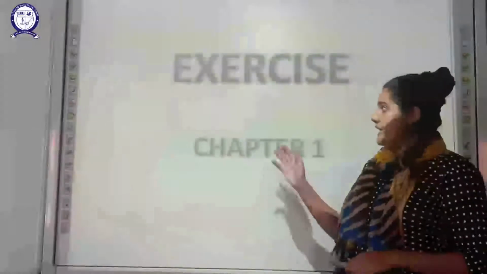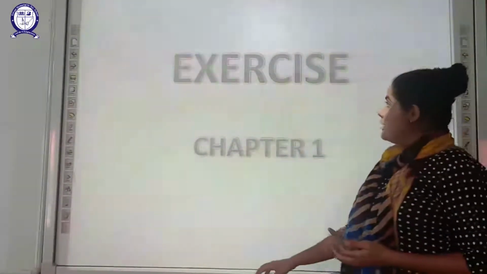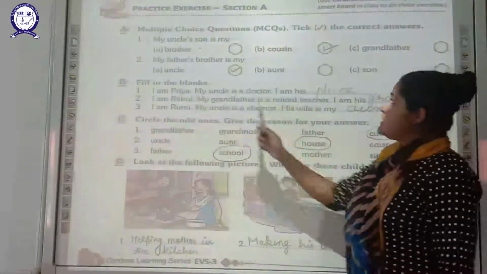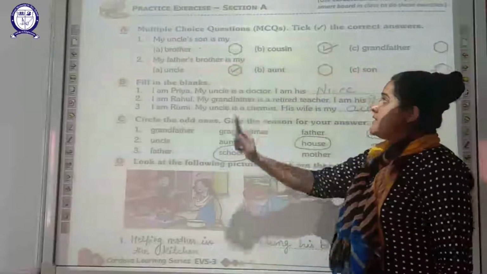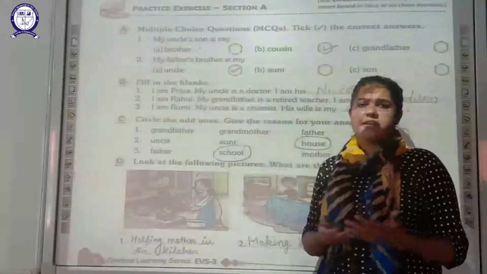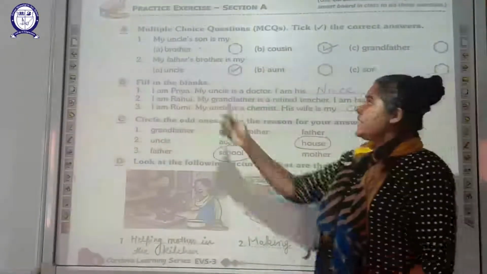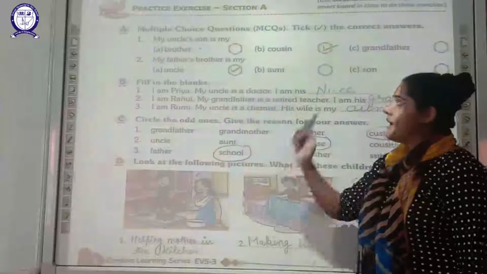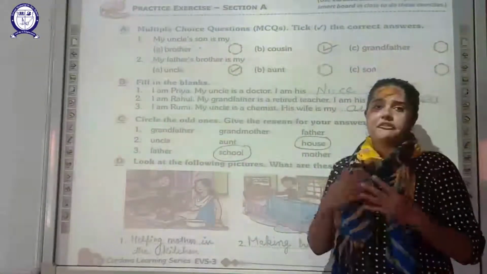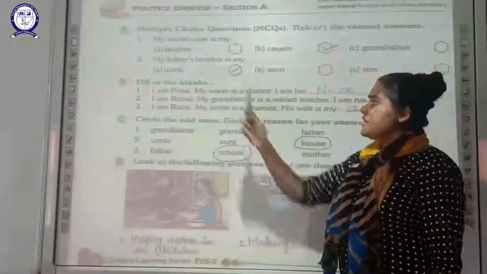Let's begin with the exercise of the first chapter, that is learning in a family. Here the first MCQ type question is: my uncle's son is brother, cousin, or grandfather. How are you related to your uncle's son? He will be your cousin. Next, my father's brother is my dad, uncle, aunt, or son. How are you related to your father's brother? He will be considered as your uncle. So the right answer is option A.